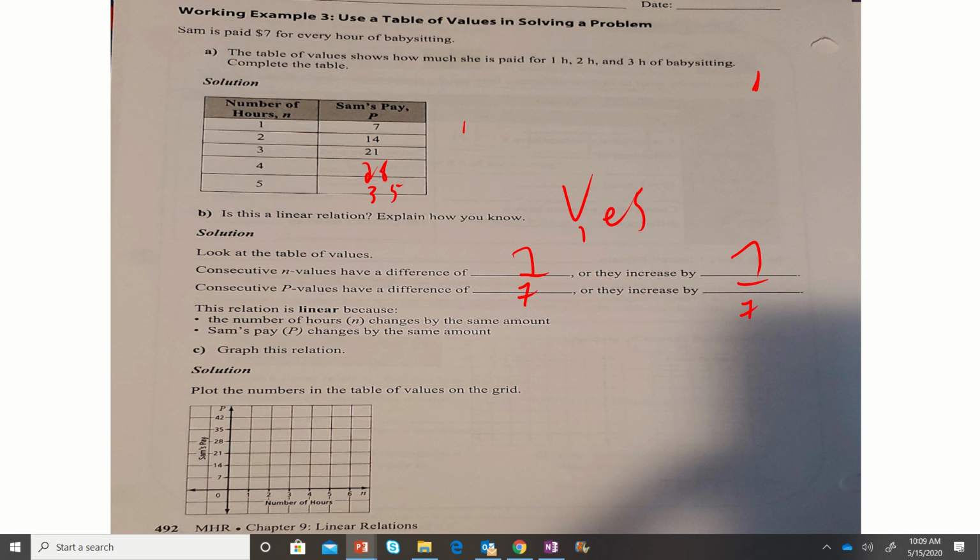Let's say all of a sudden Sam gets overtime in her 6th hour, and she gets $12 now. Well, this really messes up the pattern of the y coordinate. So I'm going to show you how it shows the linear relation by graphing here. So we're going to go 1 and 7. Boom. We're going to go 2 and 14. Good. 3 and 21. 4 and 28. Good. And 5 and 35. And if we graph this, boom, it is a linear relation.